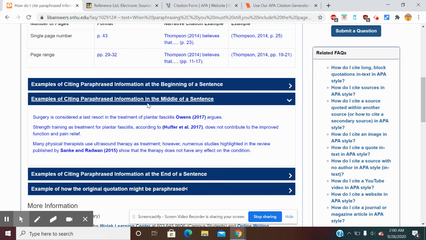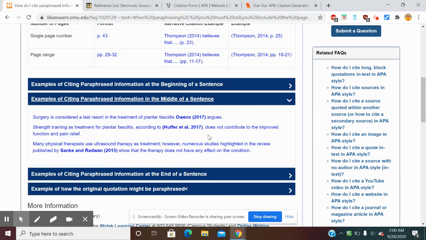Examples of citing paraphrased information in the middle of a sentence. Surgery is considered a last resort in the treatment of plantar fasciitis. Owens, 2017, argues. In the middle, towards the end of the sentence, here it is. Strength training as treatment for plantar fasciitis. According to Huffer et al., 2017, et al. basically means that there's Huffer and other authors. It's not just Huffer himself or herself. Does not contribute to the improved function and pain relief.